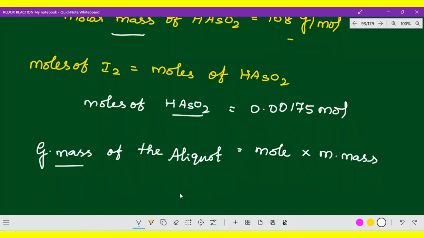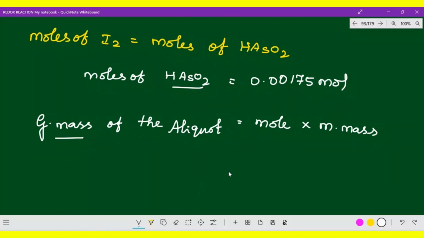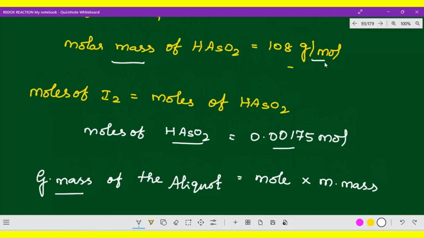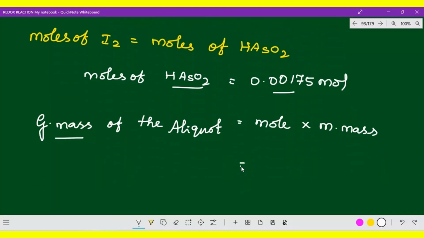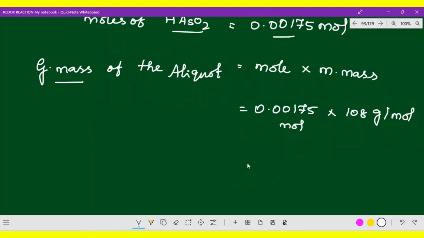This category you know very well, how to identify the given mass. Mole into molar mass. Mole is here, molar mass I just bring it over here. So can we apply the value here? 0.00175 mole into molar mass 108 gram per mole. When you calculate these two, you will get 0.189 gram. This is gram because it's a given mass. I hope you got that idea.